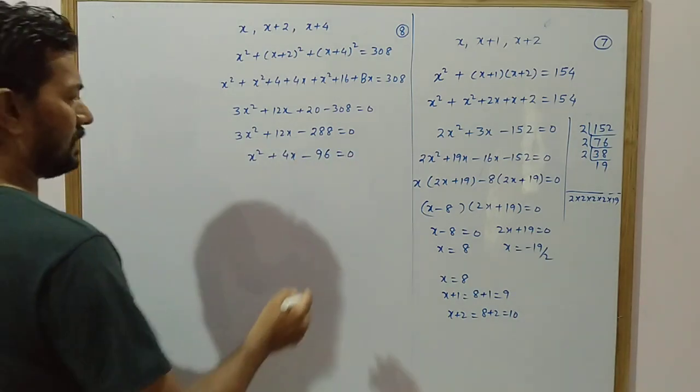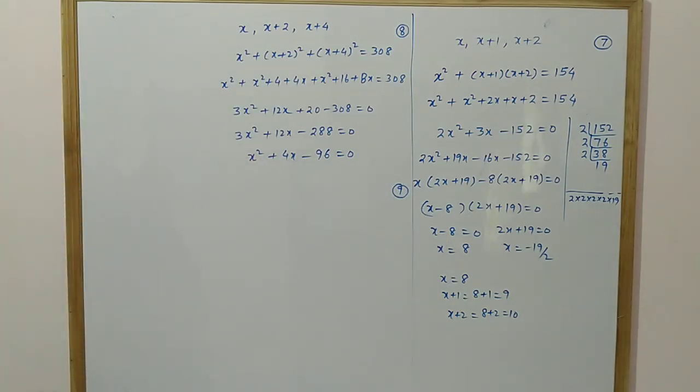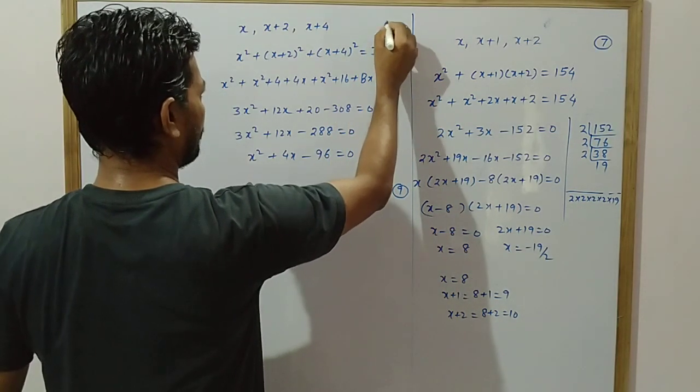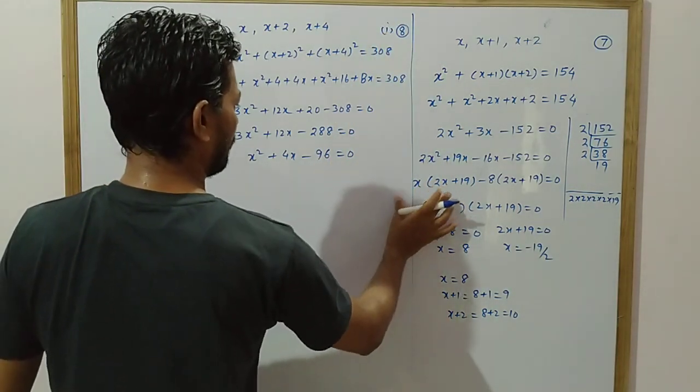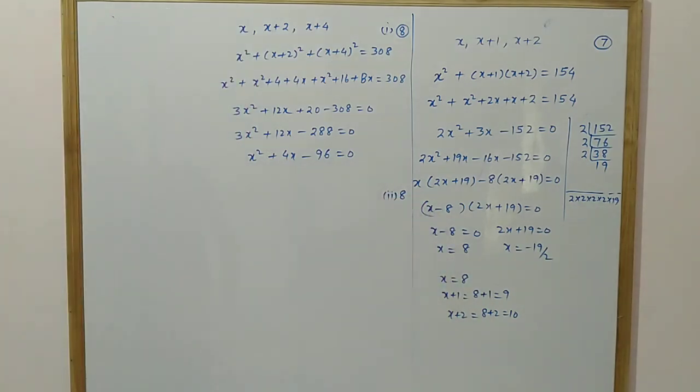Okay. Next, in question number 8, number 2 is also there. This is 8 number 1, and 8 number 2. It is given to find 3 consecutive odd integers, sum of whose squares is 83. You have to find 3 consecutive odd integers.